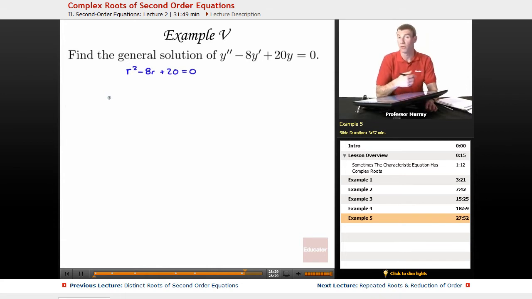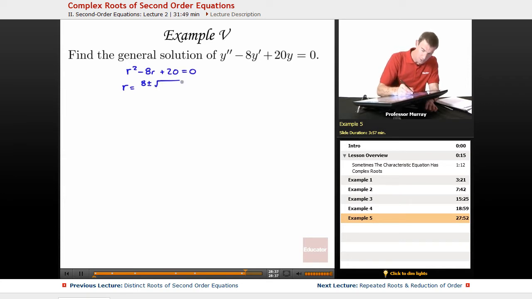So instead we're going to go to the quadratic formula. So we get r is equal to negative b, which is positive 8, plus or minus the square root of b squared, which is negative 8 squared, so 64, minus 4ac, where a is 1 and c is 20, all over 2a, so that's 2. Now 4 times 20 is 80, so we get 64 minus 80 there.